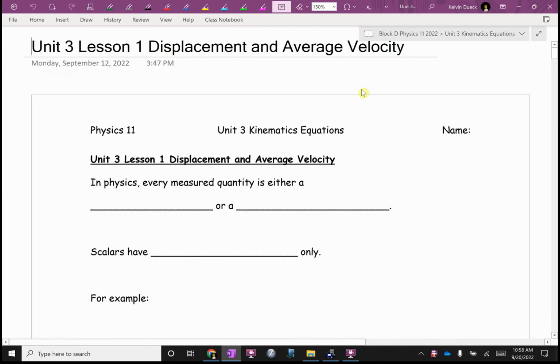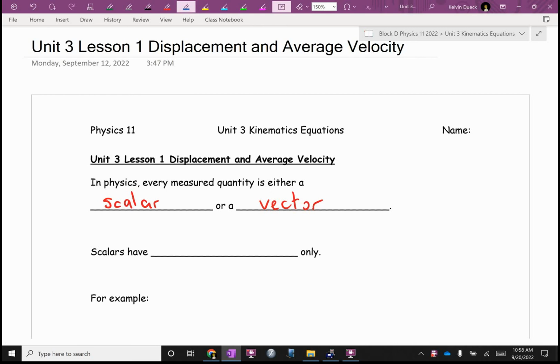So let's start the physics component, not the boring math stuff. In physics, every single thing, every quantity is either a scalar or a vector.